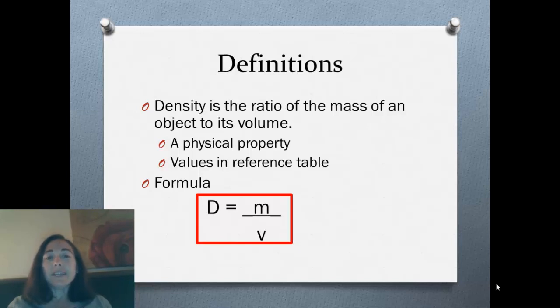Density is the ratio, which means divide, of the mass of a substance compared to its volume. So the formula that you see here, density equals mass divided by volume, definitely gives us a ratio. Just like in math, when you divide two numbers, that is the ratio as well. Now density is a physical property, and this formula is in your reference tables.